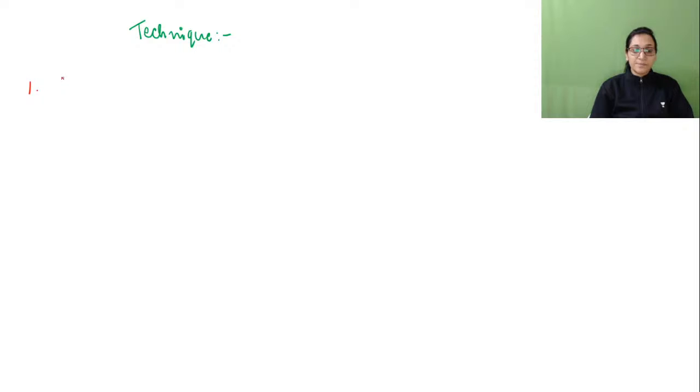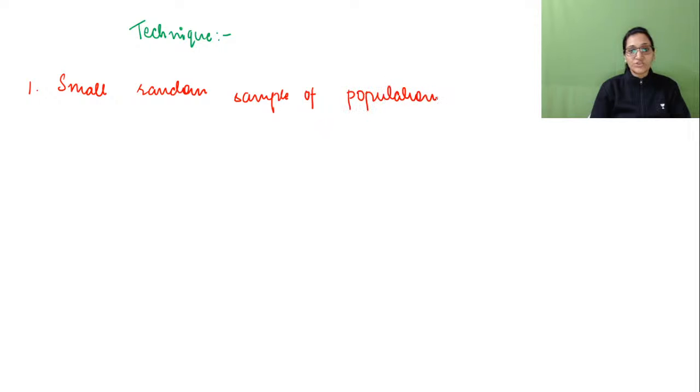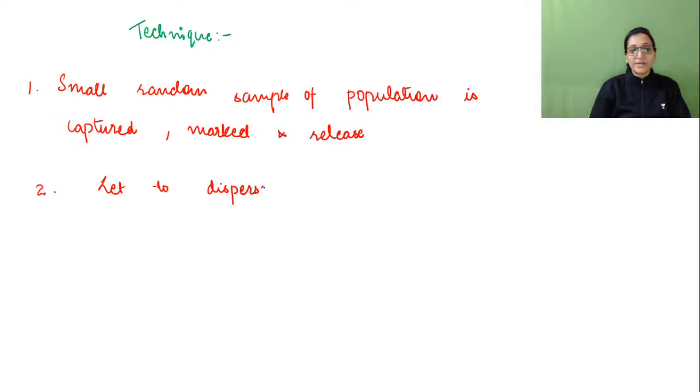So, technique. First step, even if you are going for the theoretical question: a small random sample of population is captured. This is the first capture. Then it is marked. I told you, a mark can be a kind of cut, a kind of tag, or a small band can be put around the leg or tail. So marking and releasing. After release, it is let to disperse in the population for a respectable amount of time, right?